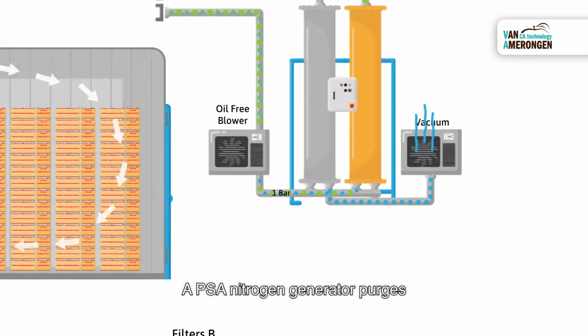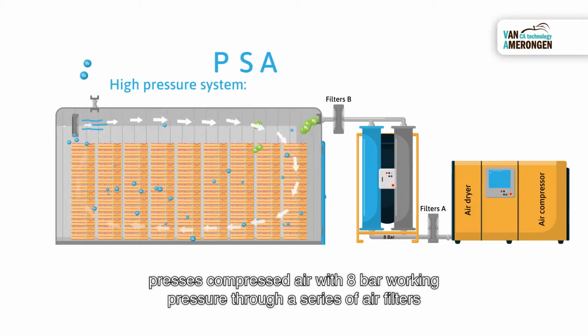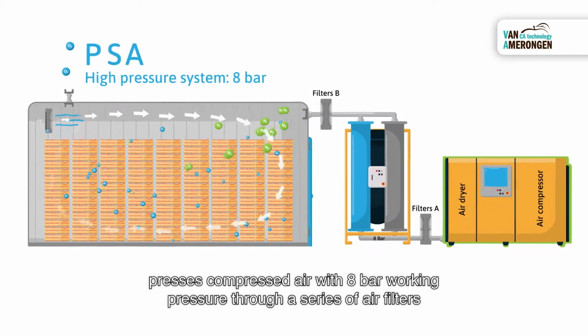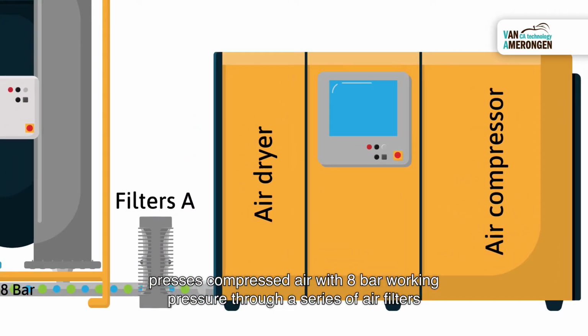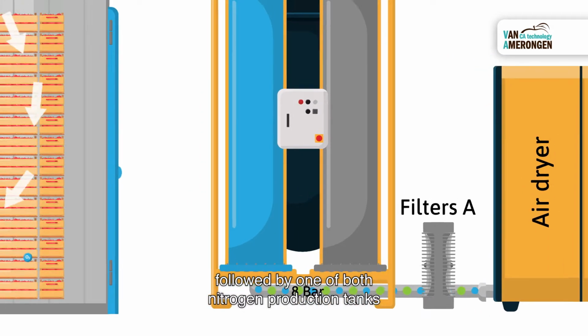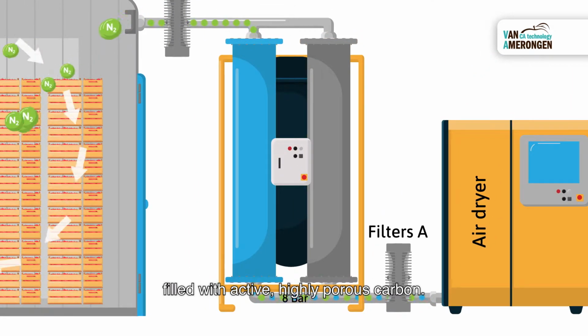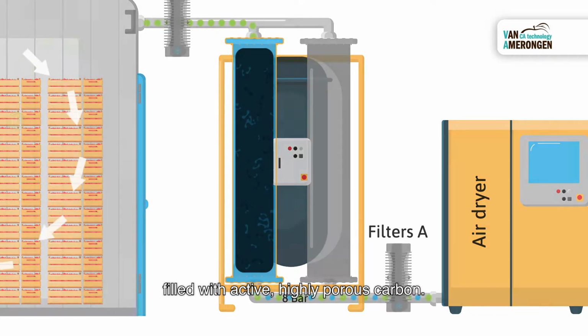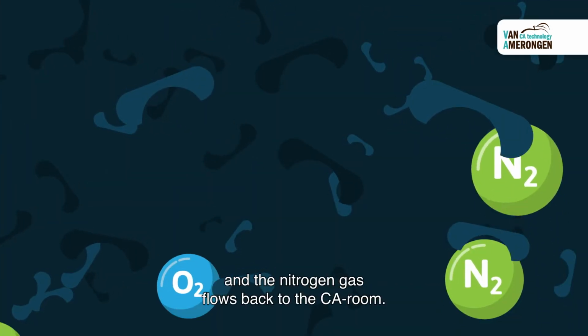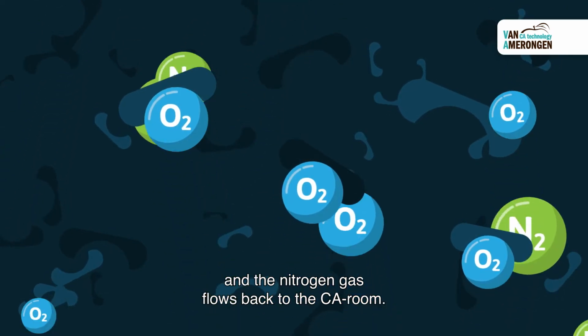A PSA nitrogen generator purges, presses compressed air with 8 bar working pressure through a series of air filters, followed by one of both nitrogen production tanks, filled with active, highly porous carbon. The carbon molecular sieves adsorbs oxygen and the nitrogen gas flows back to the CA room.